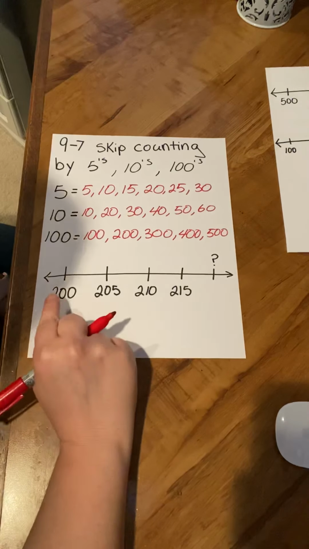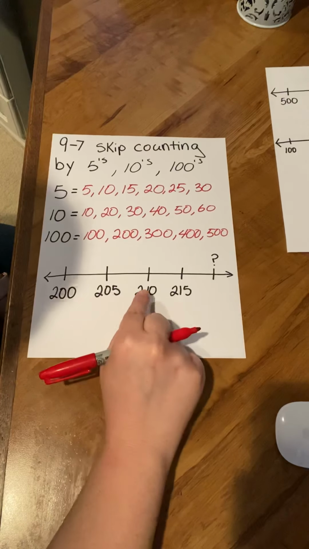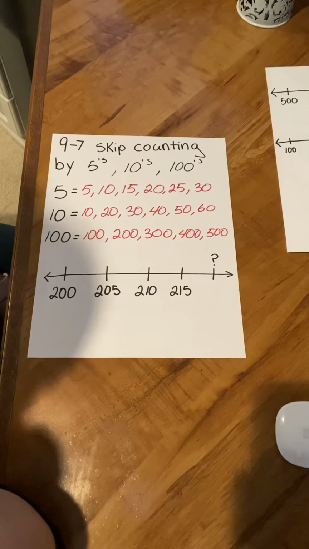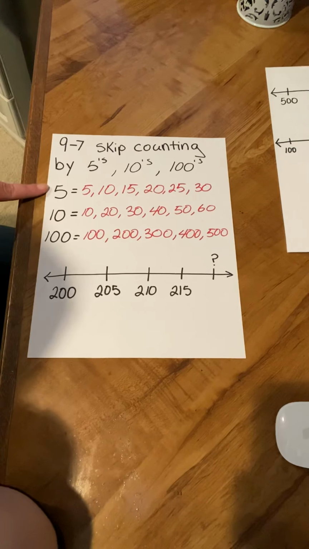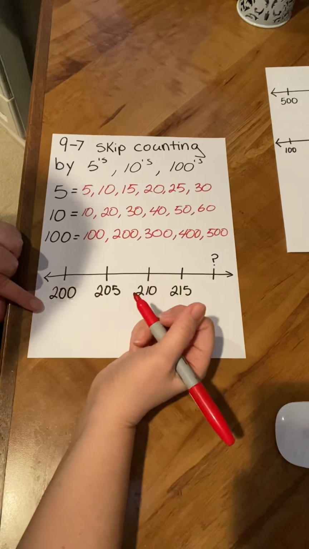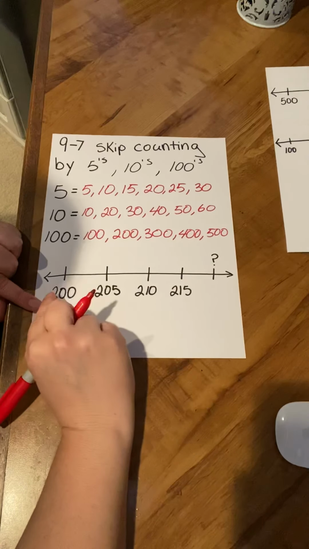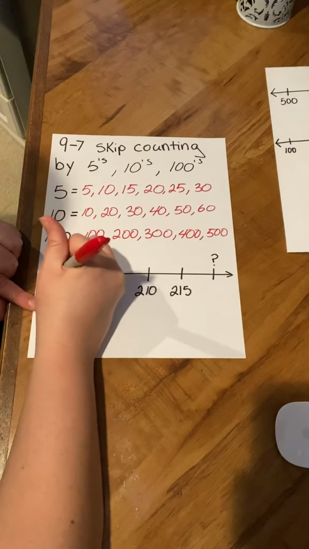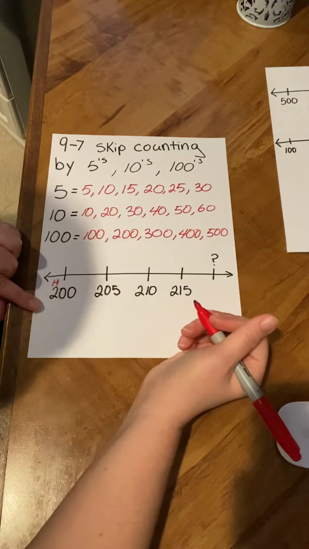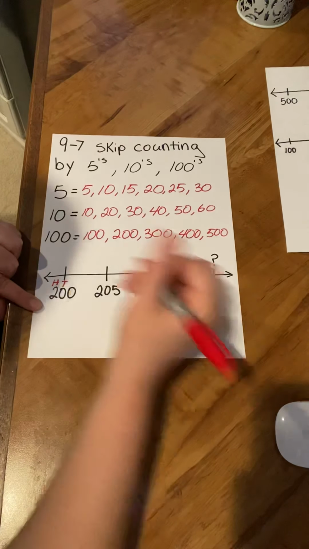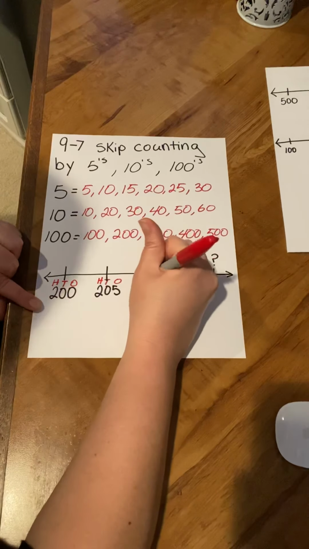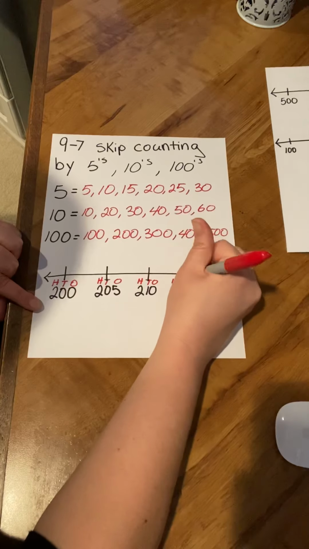So I'm going to read to you the numbers: 200, 205, 210, 215. Can you already see what we're skip counting by? This looks a lot like skip counting by fives to me. And I'm going to double check. The way I'm going to do that is put the place value on top of each of the numbers. So H is for hundreds, T is for tens, and O is for ones. H, T, O, H, T, O, H, T, O.